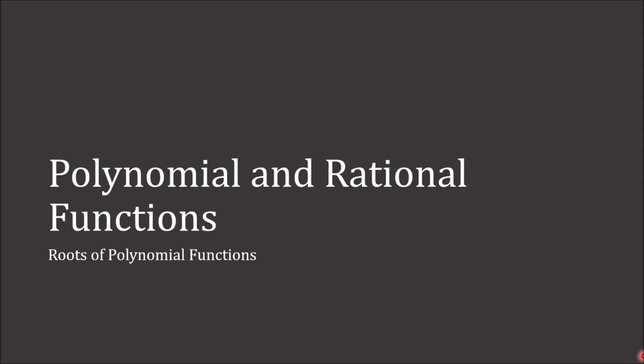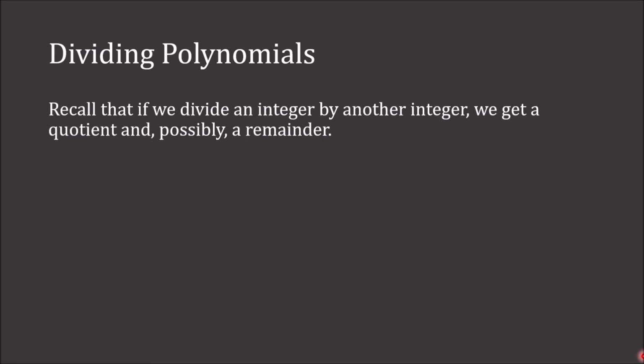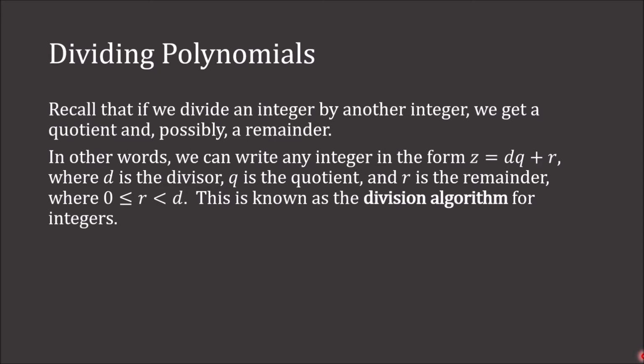So we now look at dividing polynomials and then using this method to find the roots of polynomials. Recall that if we divide an integer by another integer, we get a quotient and possibly a remainder. In other words, we can write any integer in the form z equals dq plus r, where d is called the divisor, q is the quotient, and r is the remainder. Also, r is 0, or any number less than d. This is known as the division algorithm for integers.